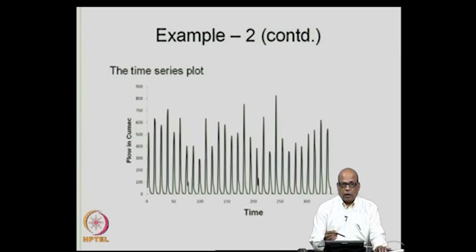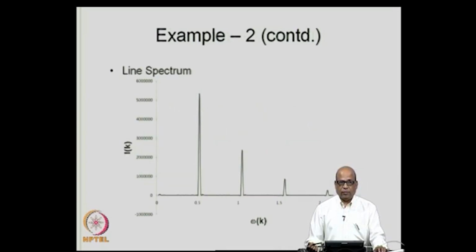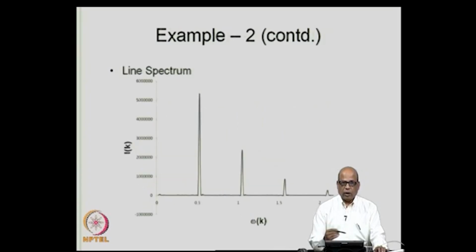This indication that the time series and the correlogram together have given, namely that there are periodicities inherent in the data, we now confirm or reconfirm with the spectral analysis. So, we use the time series and draw the line spectrum. While the correlogram showed smooth oscillations in the time domain, we convert the time series into the frequency domain and then do the frequency domain analysis, plot the line spectrum.